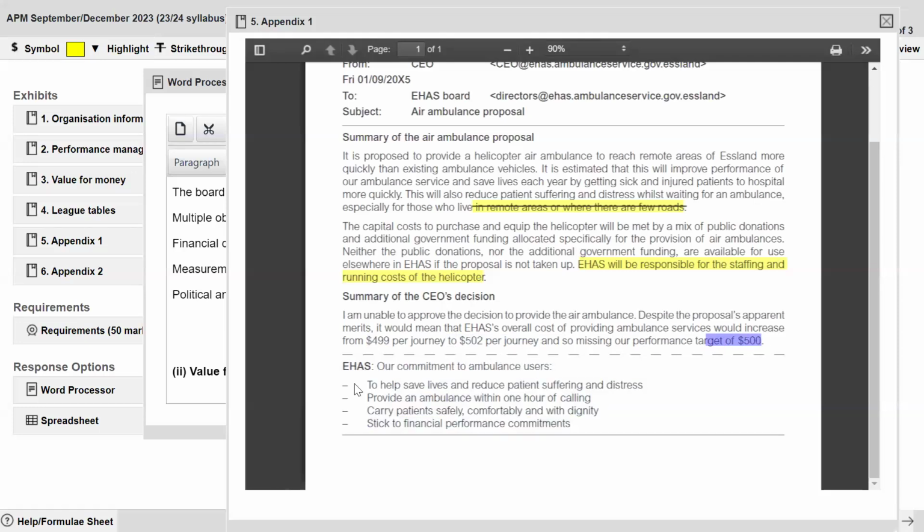Okay. EHAS, our commitment to ambulance users to help save lives and reduce patient suffering and distress. Provide an ambulance within 1 hour of calling. Carry patients safely, comfortably, and with dignity. Stick to financial performance commitments.